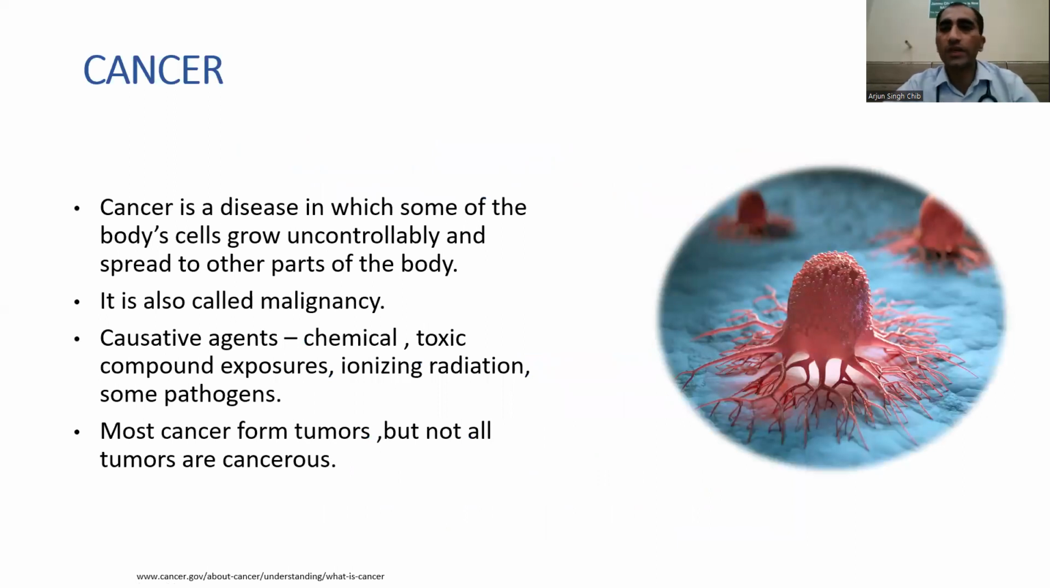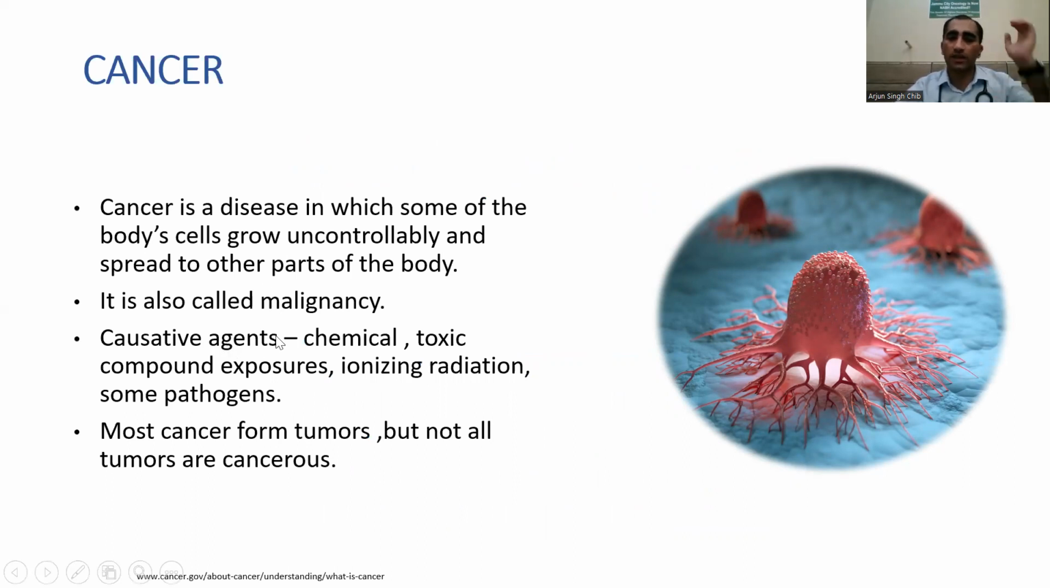It is basically better to understand what cancer is. Cancer is a disease in which some of the body's cells grow uncontrolled and spread to other parts of the body. As we know, there is always a check on cell growth, but in cancer there is unchecked growth in the body, and that leads to abnormal growth, which is called malignancy.